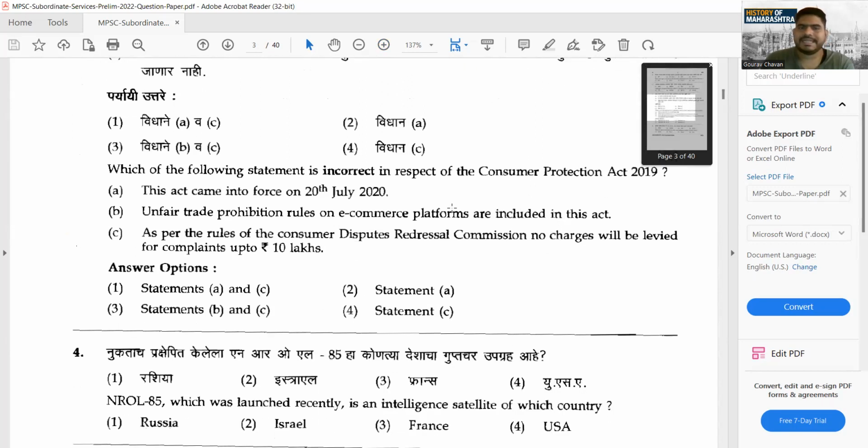Which of the following statements is incorrect with respect to the Consumer Protection Act of 2019? See again, guys, this is supposed to be part of current affairs. Why? Because this is a new act which has replaced the old act. So there are things that you should remember.